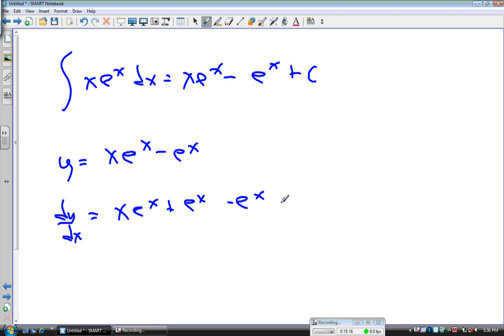We'll look at this. The e to the x is canceled, and you get x e to the x. So there's a nice little check that integration by parts is working, right? That's what we started off with. That's what should happen when you differentiate the antiderivative. All right, how about this?